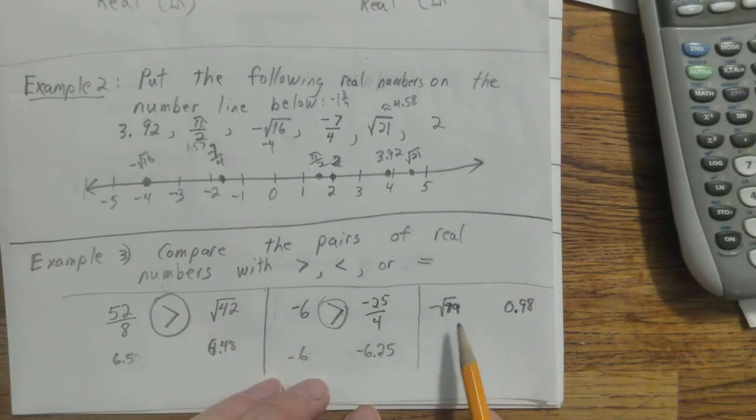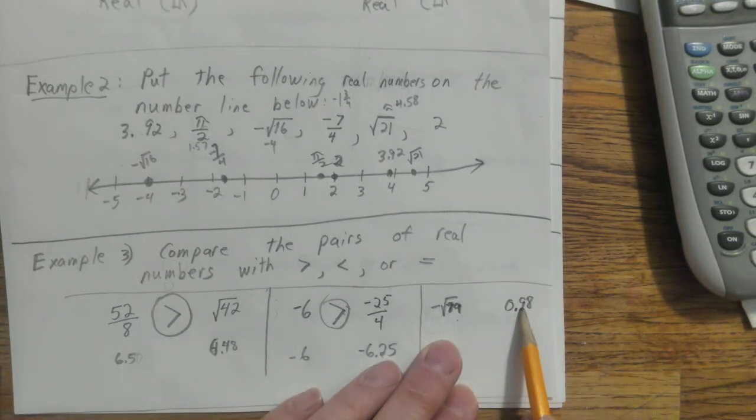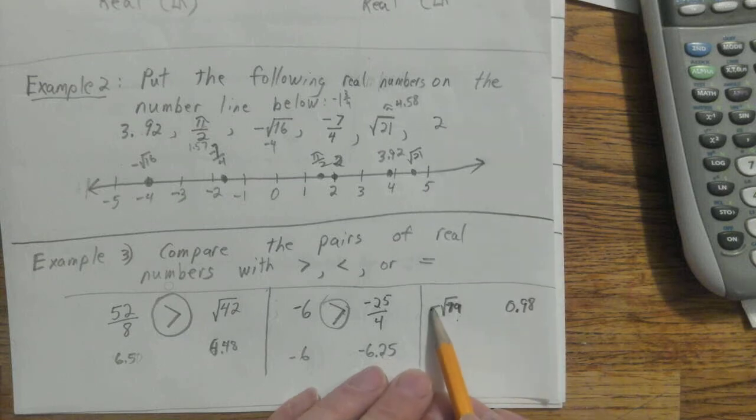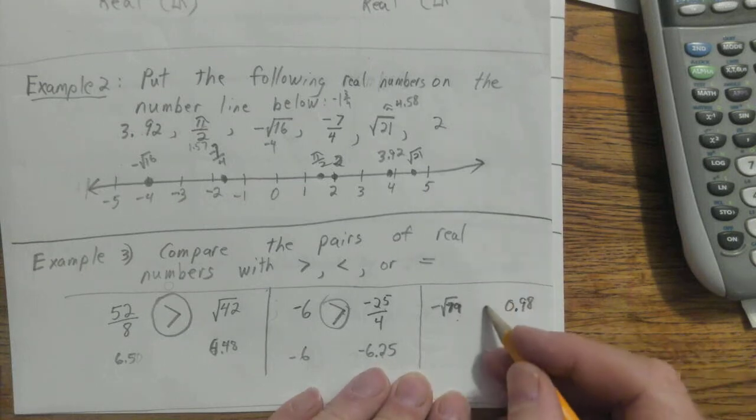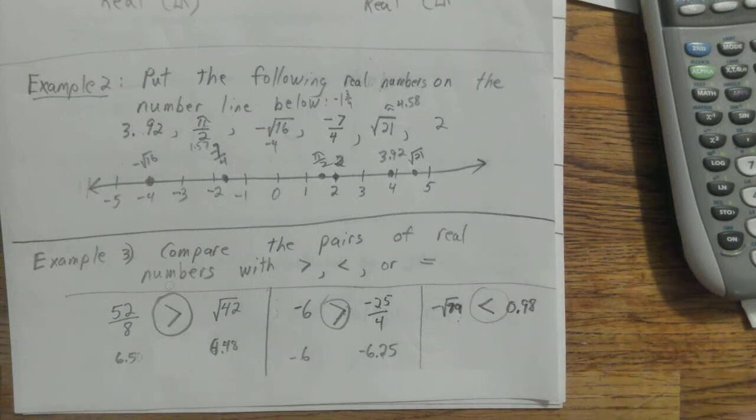Now, I got the square root of 79 here and 0.98. This is the negative square root of 79. I know that a negative is always going to be less than a positive, so I'm not even going to get the calculator out for that one.